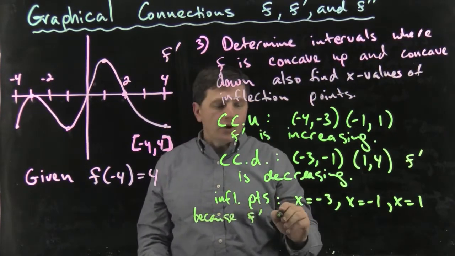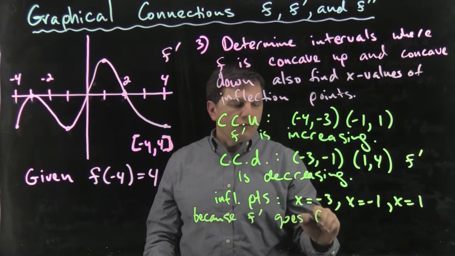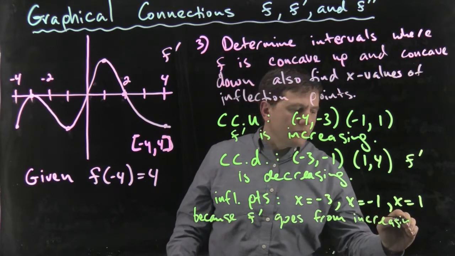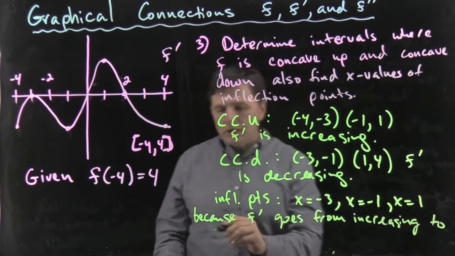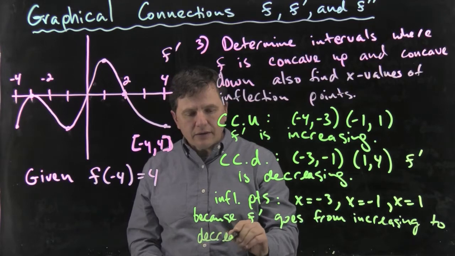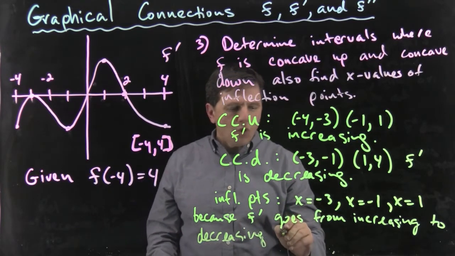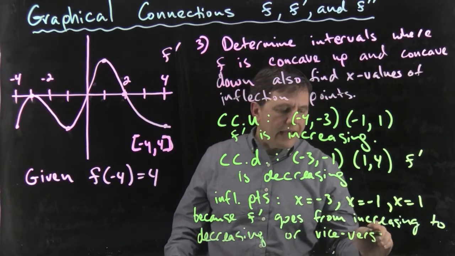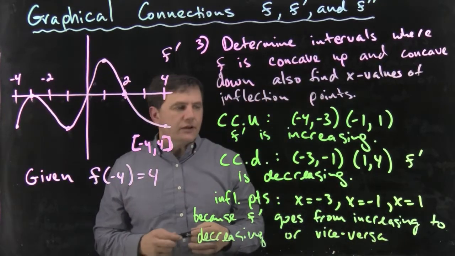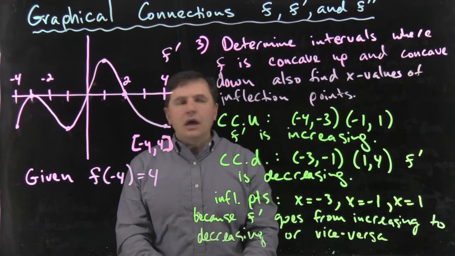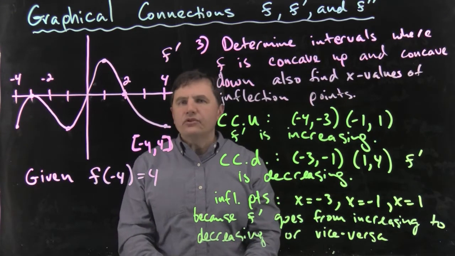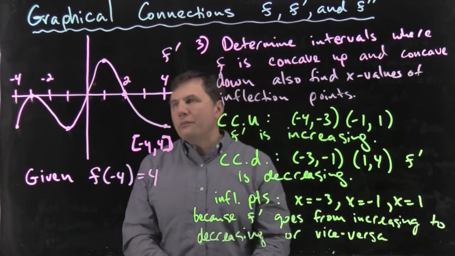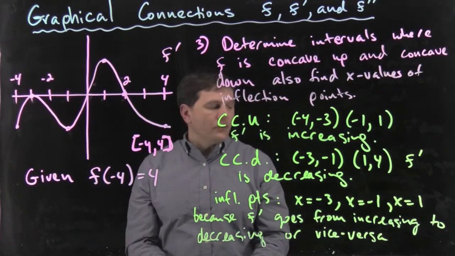And what we would say here is because f prime goes from increasing to decreasing, or vice versa. We just need that change in concavity there. Okay, so that's about it. So that's question 3. Now for question 4, what I'm going to do is I'm actually going to sketch f. So let me talk about that.